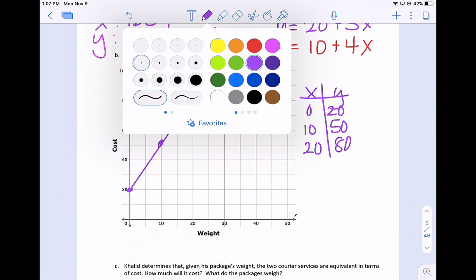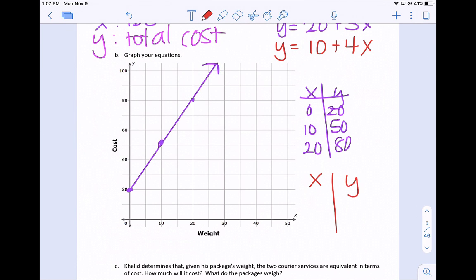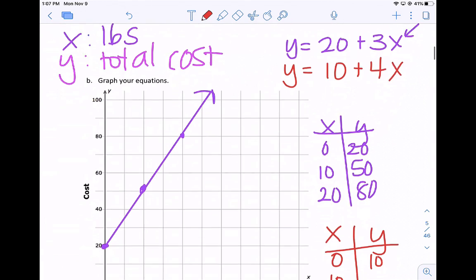And I'm going to make another table for my second courier. And again, just plug in. I'll plug in the same coordinates. All right, so at 0, it's going to be $10. Let's plug in a 10. So 4 times 10 is 40, plus 10 is 50.